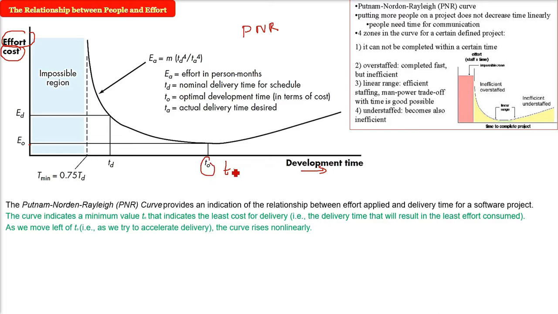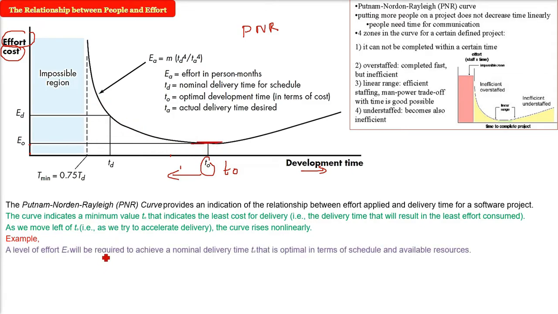Now if you go to the left, that is towards the y-axis or the origin, that is, you want to accelerate the delivery, you want to compress the project schedule. The curve will rise non-linearly. You see the curve? It is going non-linear. This is the non-linear curve. If you want to decrease the time, you want to accelerate the delivery. This is quite straighter here. That is, I'm talking about t0.